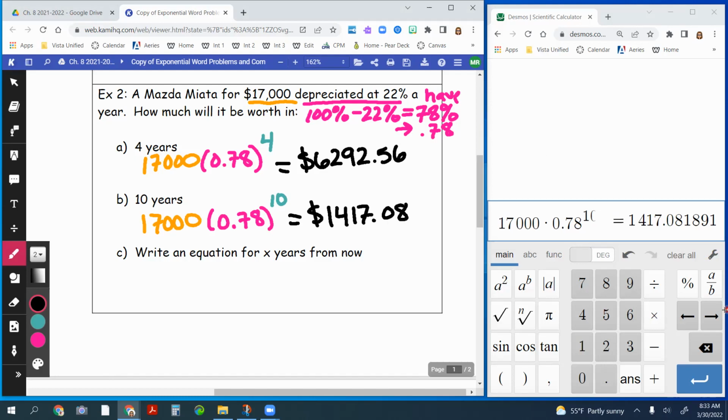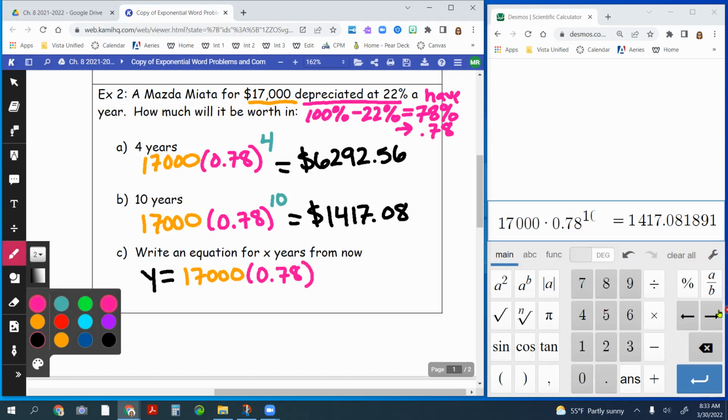Write an equation for x years from now. So we're going to go y equal, again, our initial value, which is 17,000, times our multiplier, which is 0.78, raised to the power x. And that's going to be our equation.